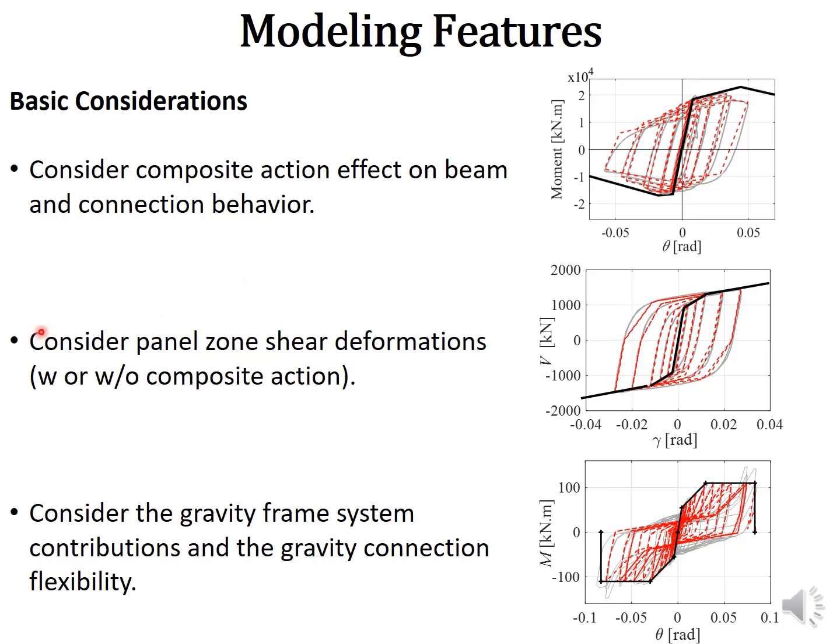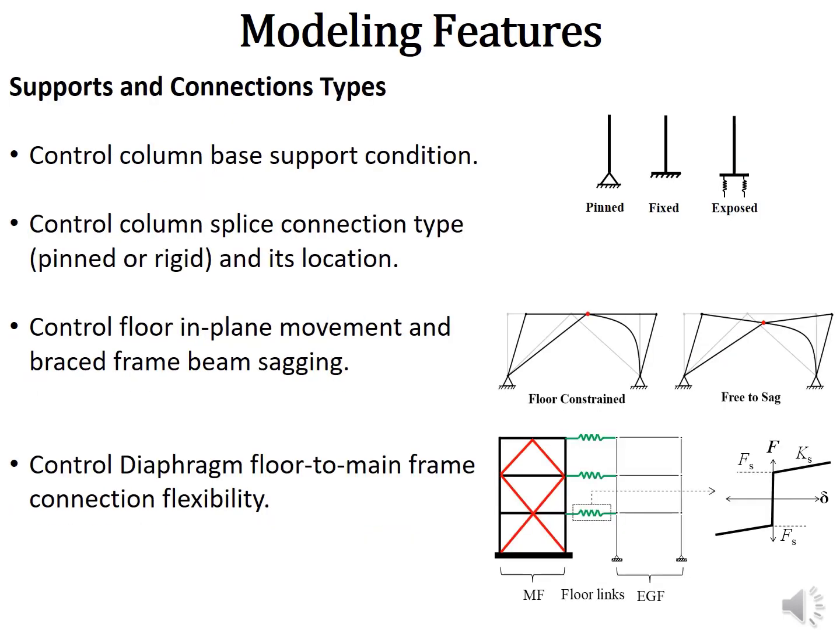You can also consider or ignore the panel zone shear deformations while considering or ignoring the composite action effect. As well, you can consider the strength and stiffness that's being provided by the gravity framing system and the gravity framing connections. This can also be considered in the model using state-of-the-art recommendations as discussed in detail in the manual. Also, the user has full control over the type of supports and connections being used in the model.